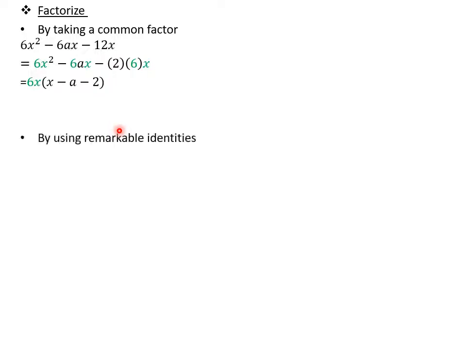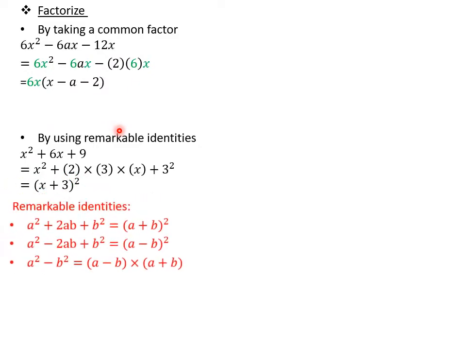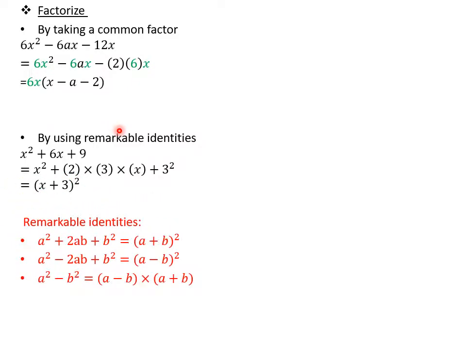Another way to factorize is to use the remarkable identities, which you all know and have memorized. So x squared plus 6x plus 9. Here it is in the form of a squared plus 2ab plus b squared, which equals a plus b all squared. Okay, to remind you of all the remarkable identities, here they are.